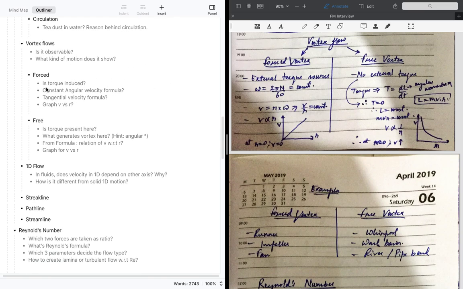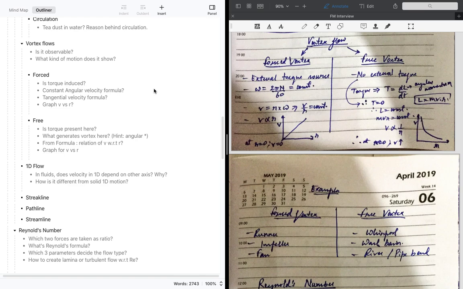So there are two types of vortex flow. There is the forced vortex flow, and the other one is the free vortex flow. In the forced vortex flow, is torque induced in this case, or the constant angular velocity? What is the constant angular velocity formula? What is the tangential velocity formula? What can we say about the graph of velocity versus the radius? Yes, the forced vortex flow does contain external torque, for example, a fan, runner, or impeller. This means we apply the torque to create the vortex.